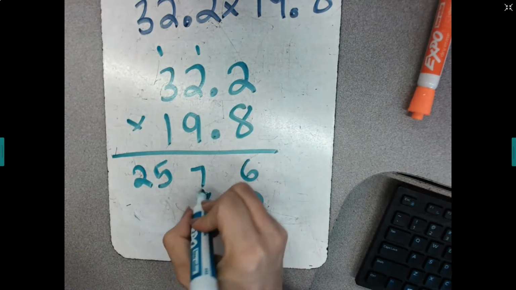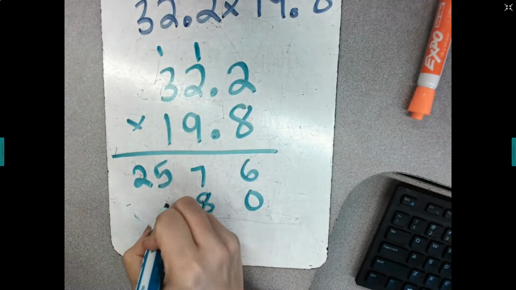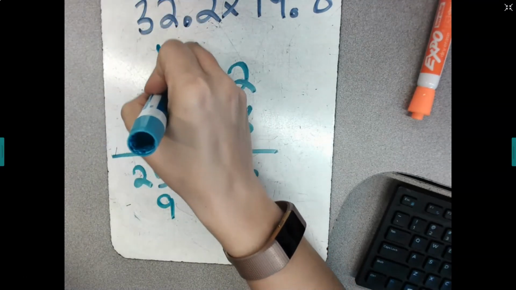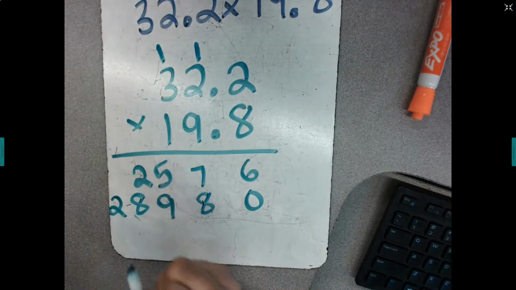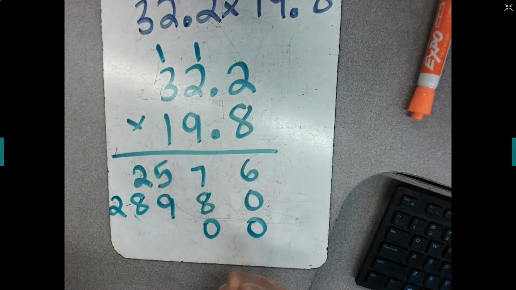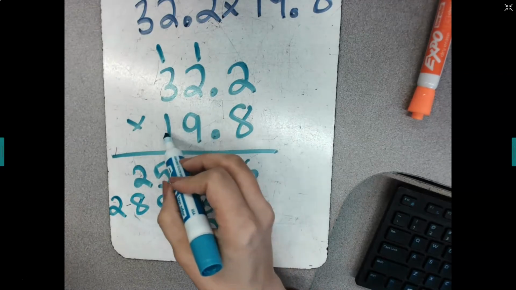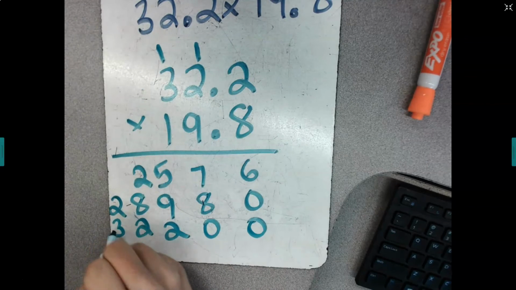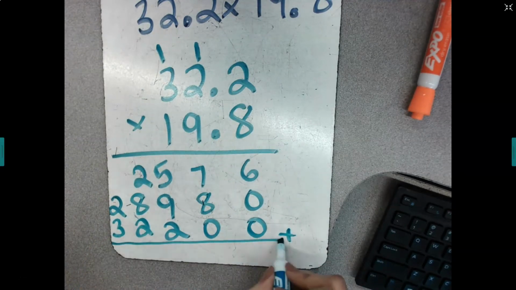9 times 2 is 18. 9 times 2 is 18 again, plus 1 is 19. And 9 times 3 is 27, plus 1 is 28. This time I'm putting 2 placeholder zeros because I'm multiplying by 100. So I've got 1 times 2, 1 times 2, and 1 times 3. Add those together.